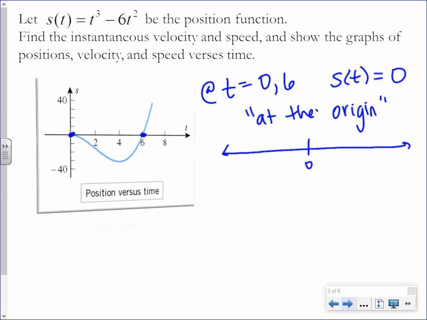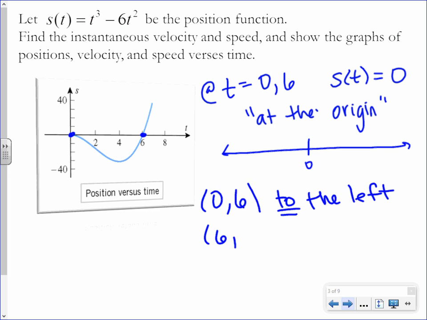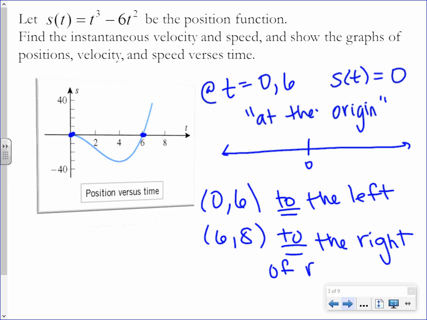What would it mean if, from 0 to 6, our position is negative? What does that mean? We're to the left of the origin. So from 0 to 6, we are to the left. And from, we'll just say 6 to 8, we are to the right of the origin.